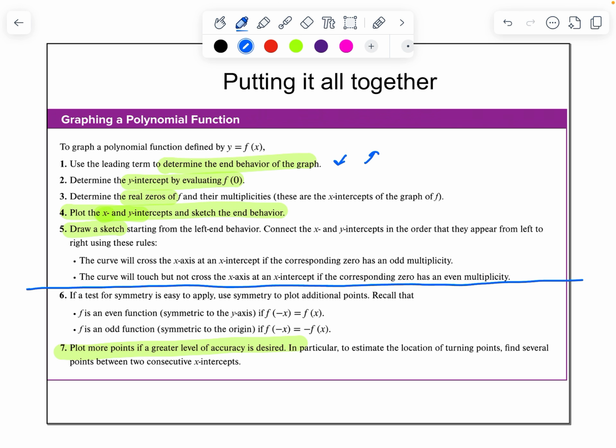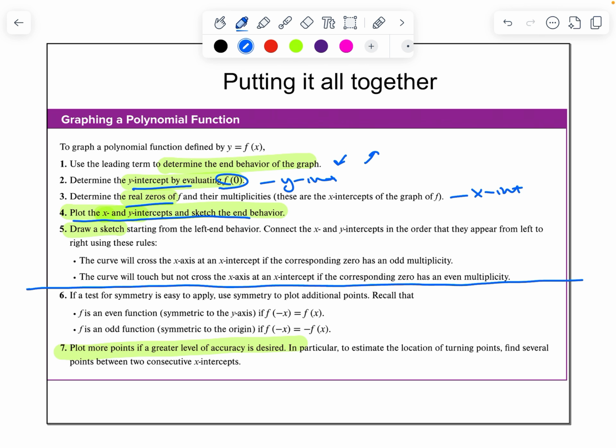Then we're going to find the y-intercept. That means we're going to plug in a 0 for x. Then we're going to find the x-intercepts. And then we're going to plot those and graph it. If we need extra points, then we can go through and just plug in numbers to find extra points. Most of the time we'll just go based on what we have, okay?